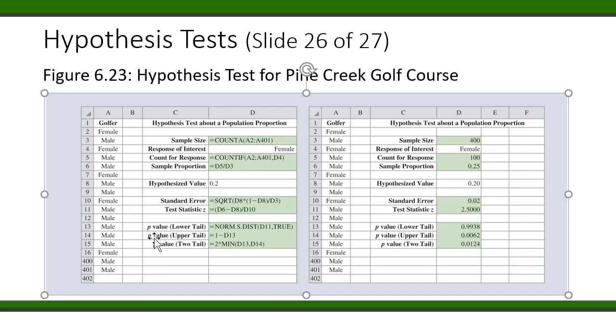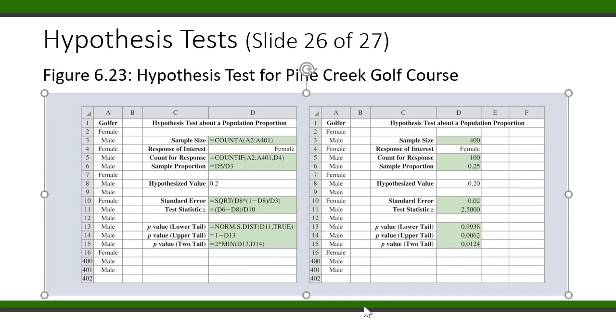So then we calculate our p-value for the lower tail, and we can use our function NORM.S.DIST, with a sample. Then we're going to use D11, which is our test statistic, and we want it to be true. And then our upper tail then is 1 minus that, so we have somewhere between 0.0062 and 0.9938 is where the p-values would lie. And then the p-value for a two-tail is 2 times the minimum of these, which is 0.0124.